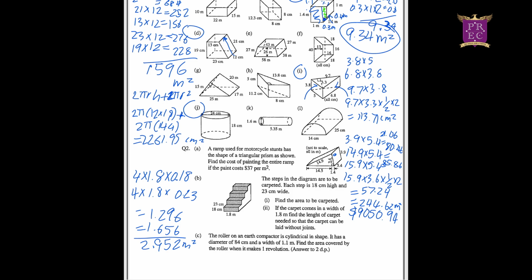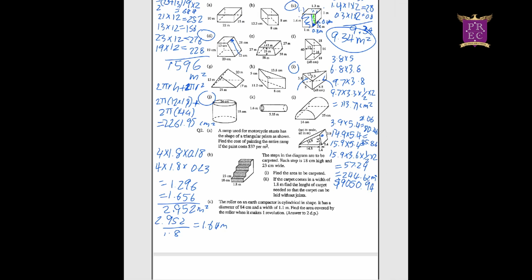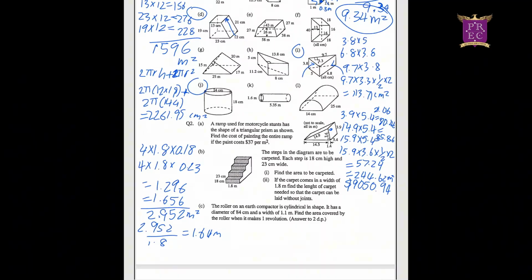And now they're asking if the carpet comes in a width of 1.8, find the length of the carpet so that the carpet can be laid without joints. What we need to do is just divide this number that we got by 1.8. So what's 2.952 divided by 1.8, which gives us, let's do it, gives us 1.64 meters.